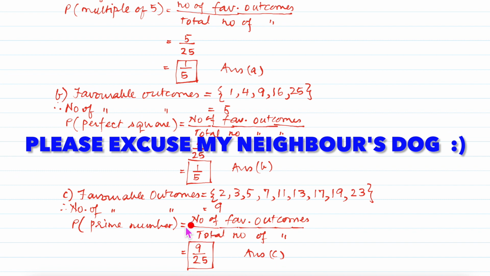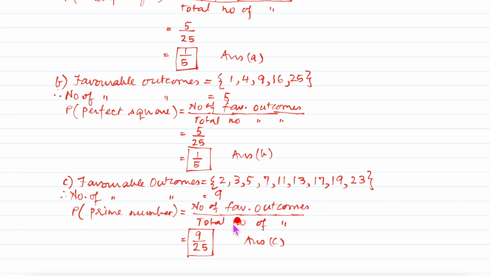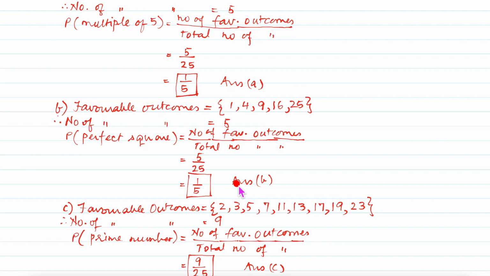1 upon 5. Then we come to the C part where they are asking us for prime numbers. Now the favorable outcomes, remember, start from 2. Remember, 1 is not a prime number. 1 is a unit number. And then we have 2, 3, 5, 7, 11, 13, 17, 19, 23. These are 9 values. So the number of favorable outcomes is 9. And the probability of a prime number will be again number of favorable upon total, 9 upon 25. And that's how we get our full marks for this question.